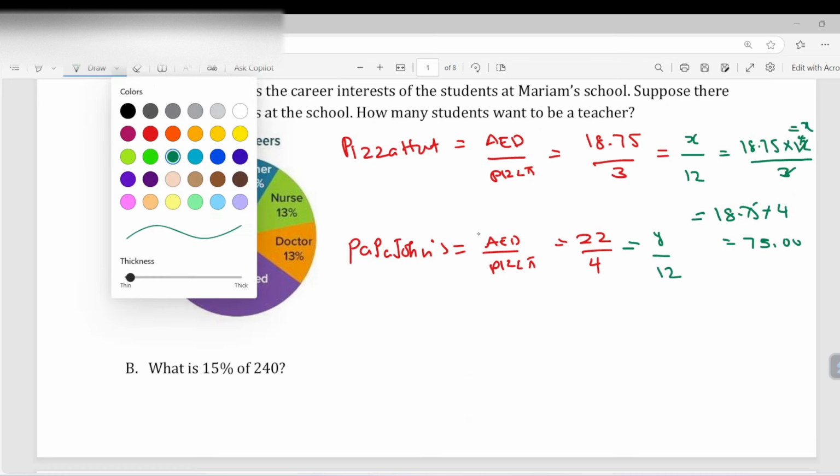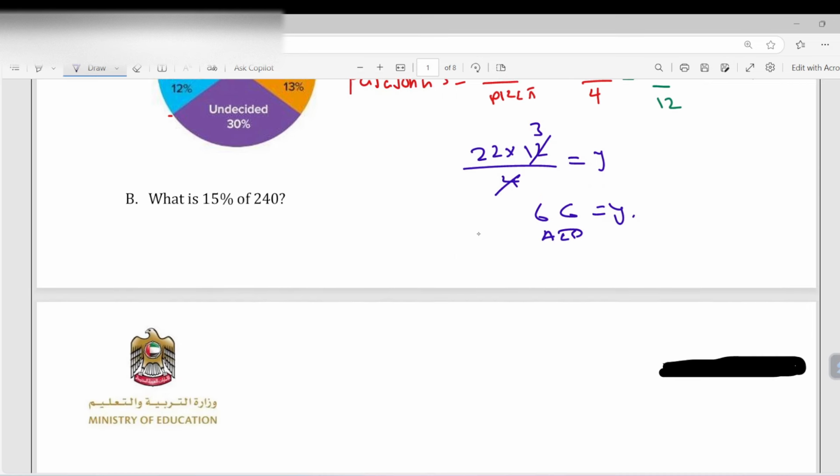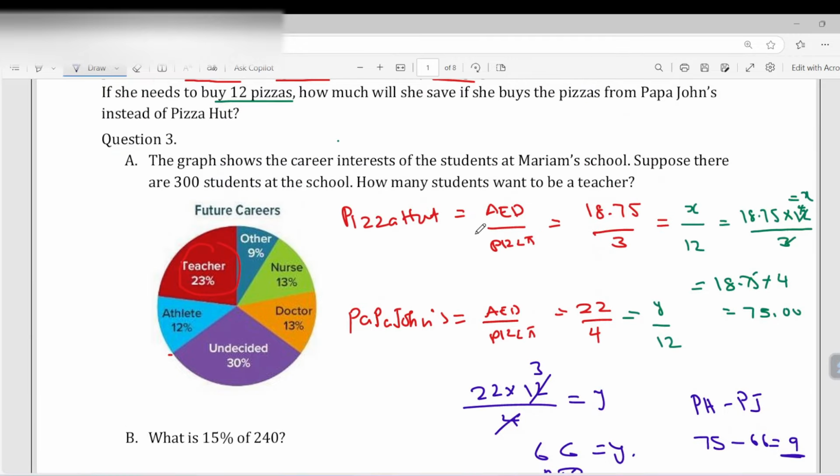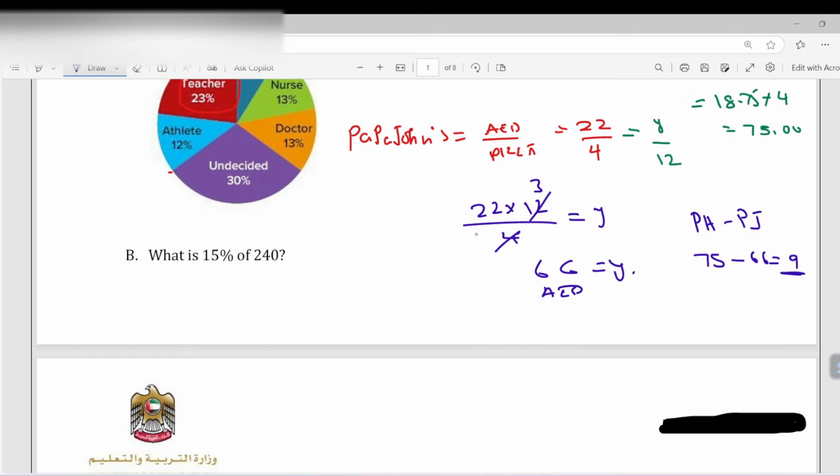For this, cross multiply: 22 into 12 divided by 4 equal to y. 4 times 3 is 12, so 22 times 3 is 66. So y equals 66. For 12 pizzas, Papa John's costs 66. For Pizza Hut, 75 dirhams. So Pizza Hut minus Papa John's: 75 dirhams minus 66 is 9. So how much is Hind saving? She is saving 9 dirhams.